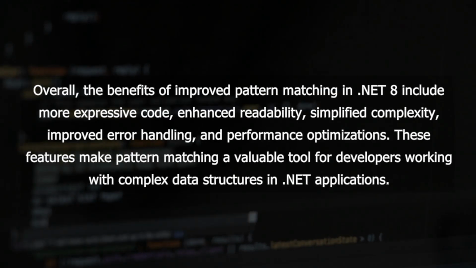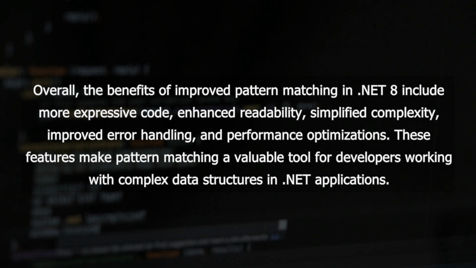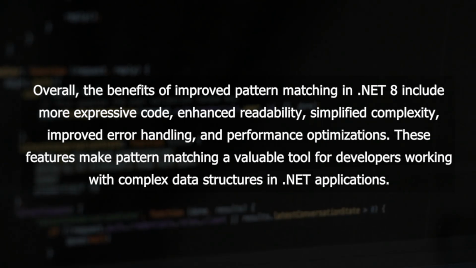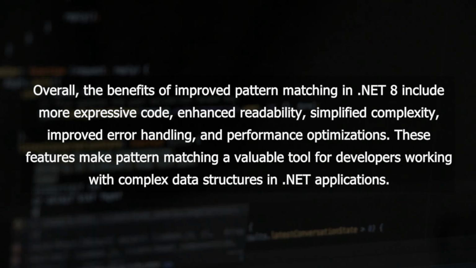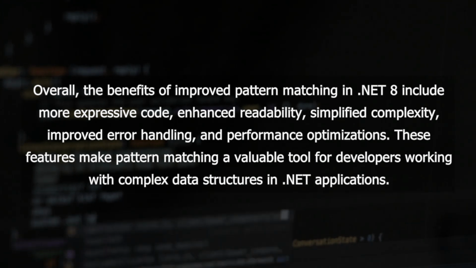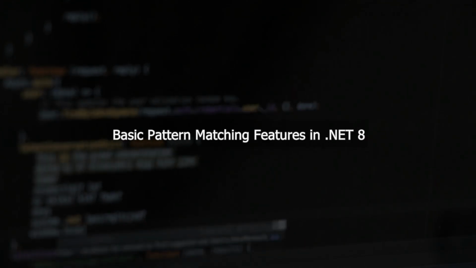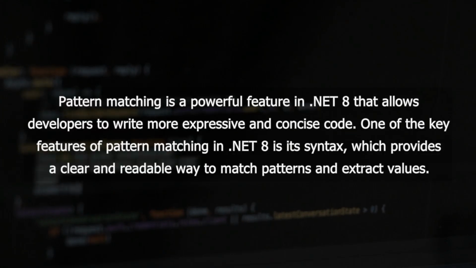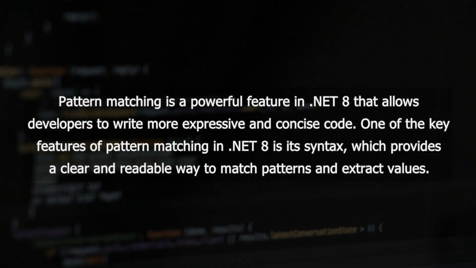Overall, the benefits of improved pattern matching in .NET 8 include more expressive code, enhanced readability, simplified complexity, improved error handling, and performance optimizations. These features make pattern matching a valuable tool for developers working with complex data structures in .NET applications. Basic pattern matching features in .NET 8. Pattern matching is a powerful feature in .NET 8 that allows developers to write more expressive and concise code.